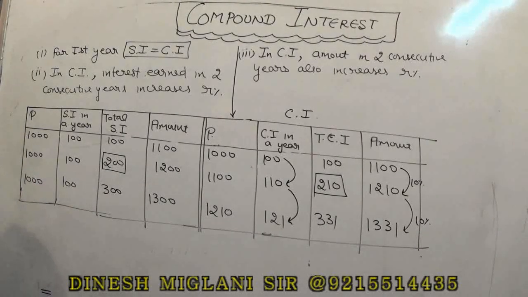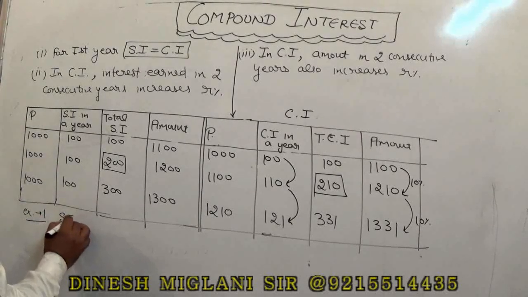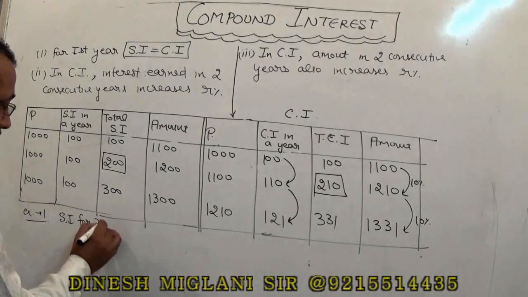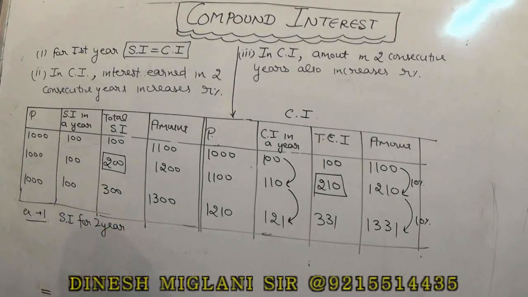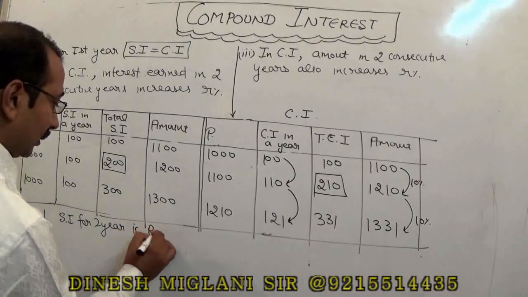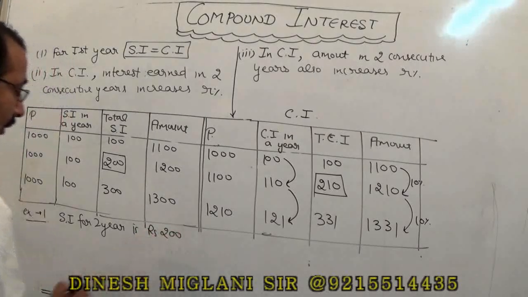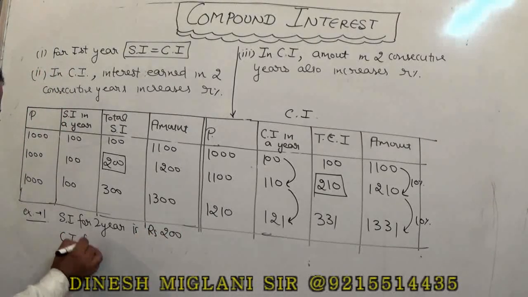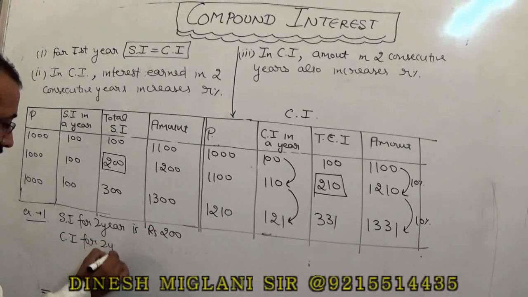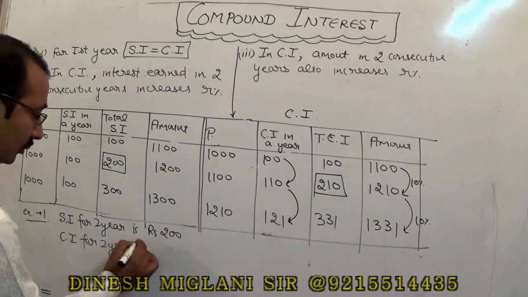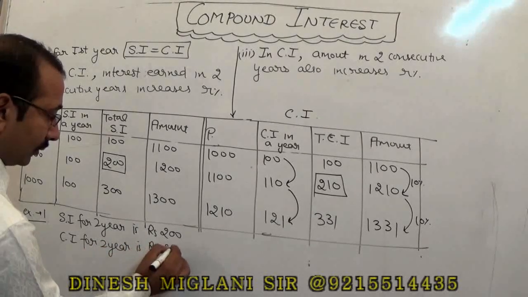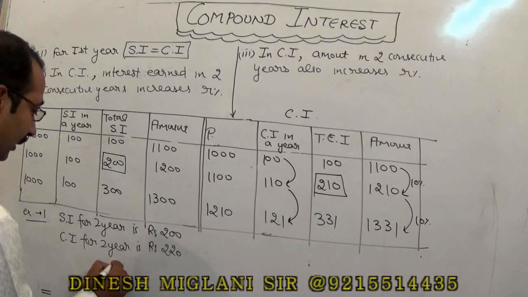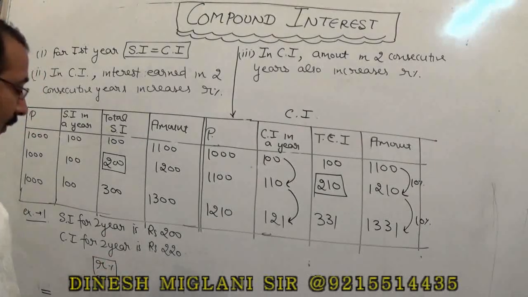Suppose I say simple interest for 2 years on a certain sum is rupees 200. On the same sum, compound interest for 2 years is rupees 220. The question is to find the rate of interest percent. Pay attention to what the question talks about.